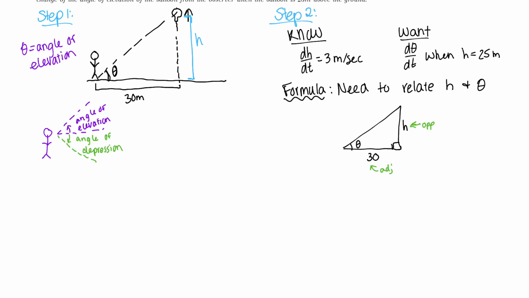So tangent theta is equal to opposite over adjacent. So we have tan theta equals h over 30. Now, just to avoid having fractions, we can multiply both sides by 30 just to get 30 tan theta equals h.